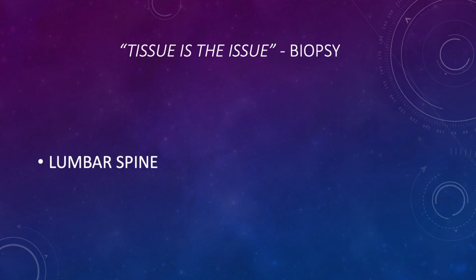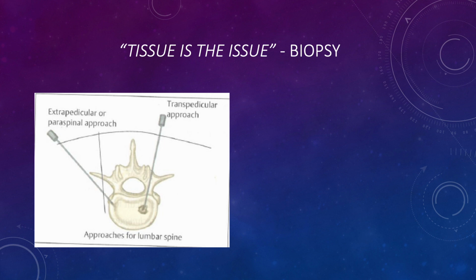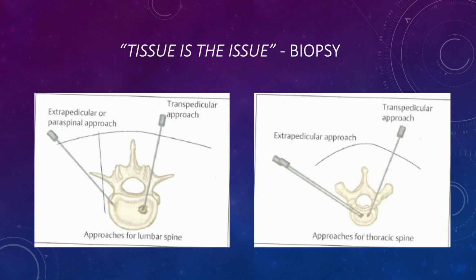So tissue is indeed the issue, which is the part of biopsy. So how do you biopsy a lesion in the lumbar spine? You go by a transpedicular approach or an extrapedicular approach, and you reach the lesion. For the dorsal spine, lower dorsal spine, you can go by a transpedicular approach. For the upper dorsal spine, where the pedicles can be narrow, you can go for an extrapedicular approach, either by a superior costotransverse approach or by an inferior costotransverse approach.